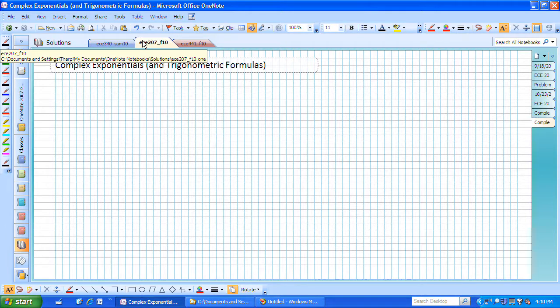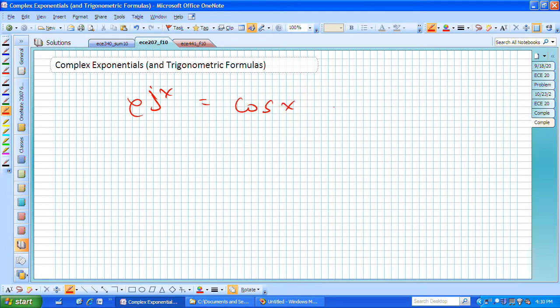Let's look at complex exponentials and their relationship with trigonometric functions, or trigonometric formulas. We are assuming that we are comfortable with Euler's formula, which is e to the jx is equal to cosine x plus j sine x. That's Euler.